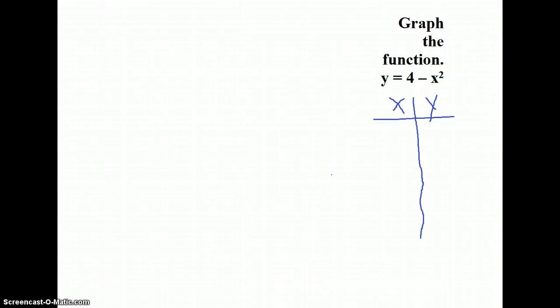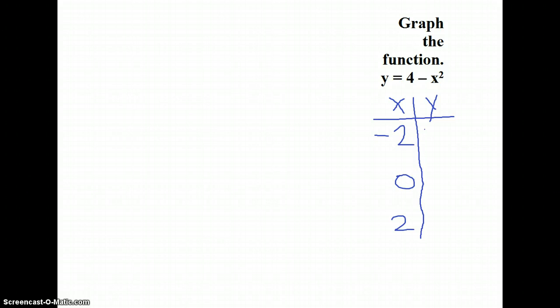One way to graph a function is to generate some points and plot those points on the Cartesian plane. First example, we need to graph y equal to 4 minus x squared. You can choose any points you want to plug in to x. I'm going to pick -2, 0, and +2. You can select more points if you like.